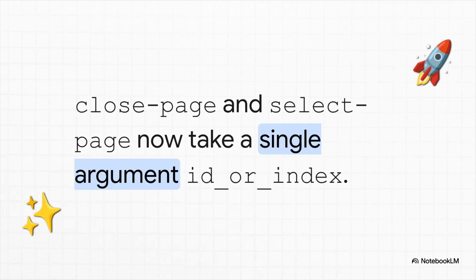There's also a subtle but incredibly impactful usability update here for developers who spend their days deep in the code. Frequently used commands like close page and select page now accept a single optional argument simply called ID_or_index. Now, it might seem like just a minor syntax tweak at first glance, right? But when you are writing hundreds or even thousands of lines of automation scripts, shaving off unnecessary boilerplate syntax is huge. It makes your code cleaner, easier to review, and quite frankly, much less tedious to write.